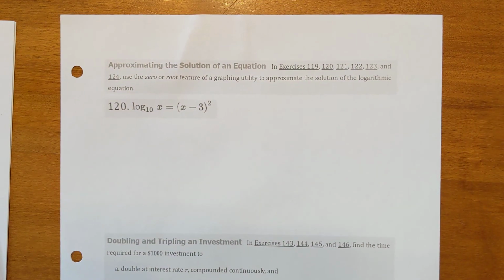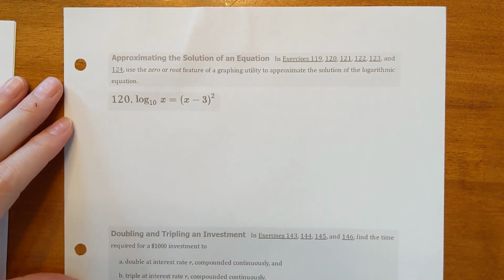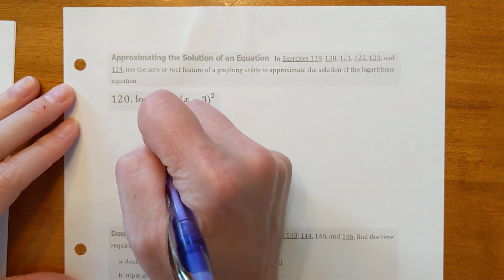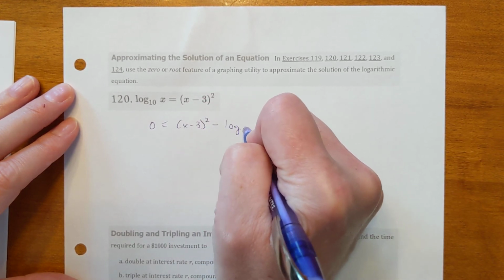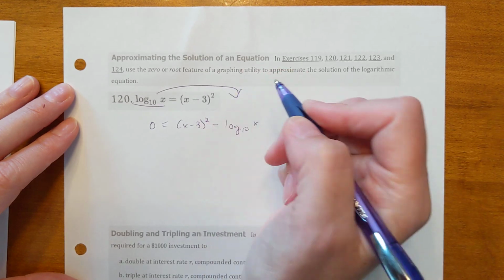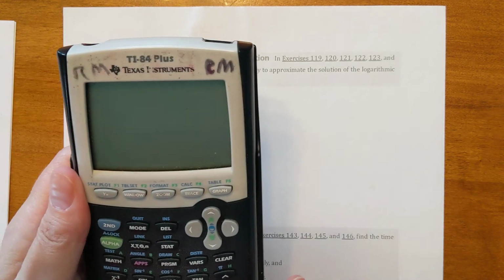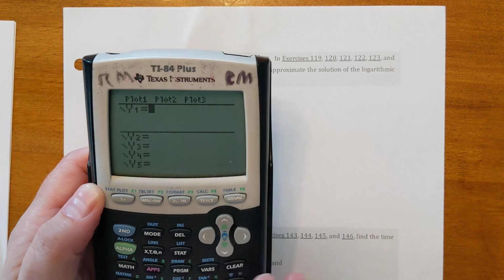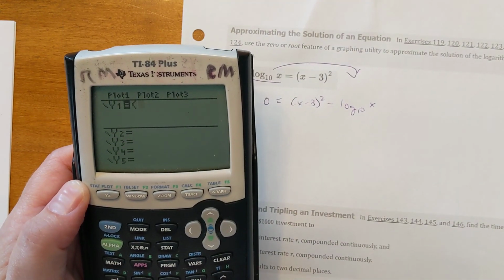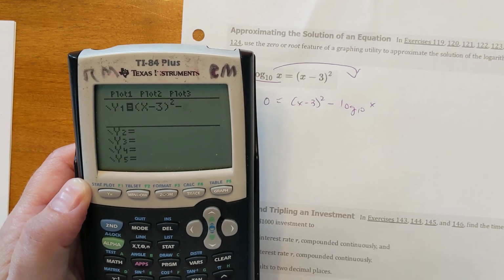On the next page, sometimes you have one that's so hard that you can't just solve it. So what you're going to do is use the zero root property that says if you move everything to one side and make the other side 0, you can just see where it crosses the x-axis. So I'm going to move that to the other side so it's minus, and put it in my calculator and see where it crosses the x-axis. So turn on the calculator here. So y equals, and putting it in there, you've got x minus 3 squared, and then minus log.